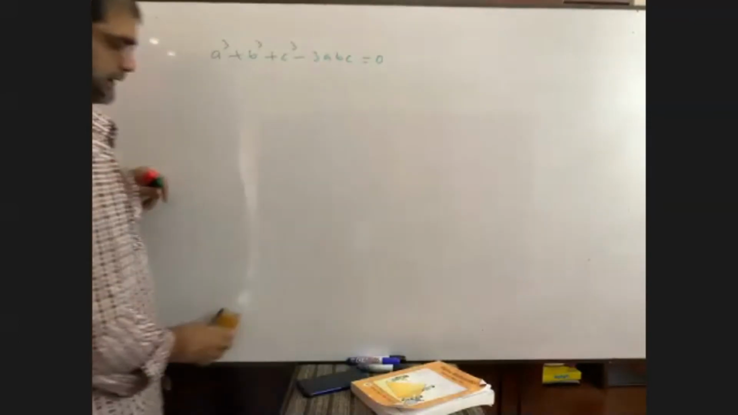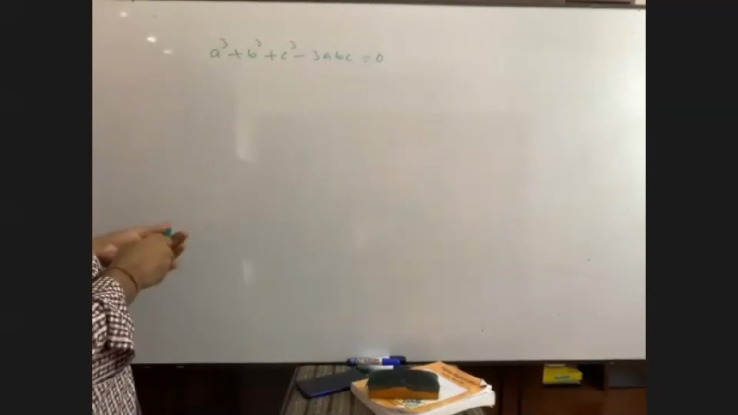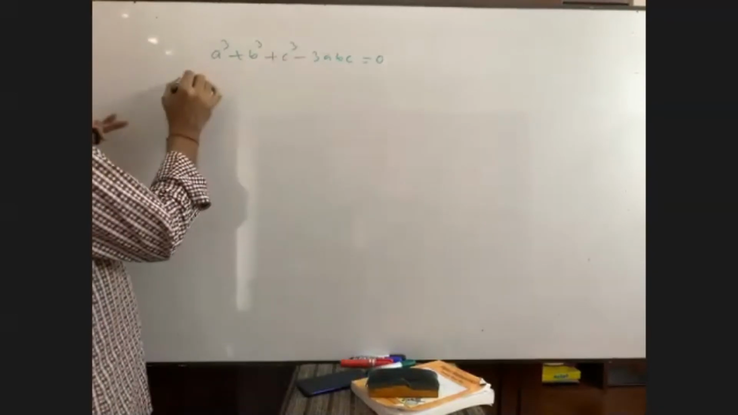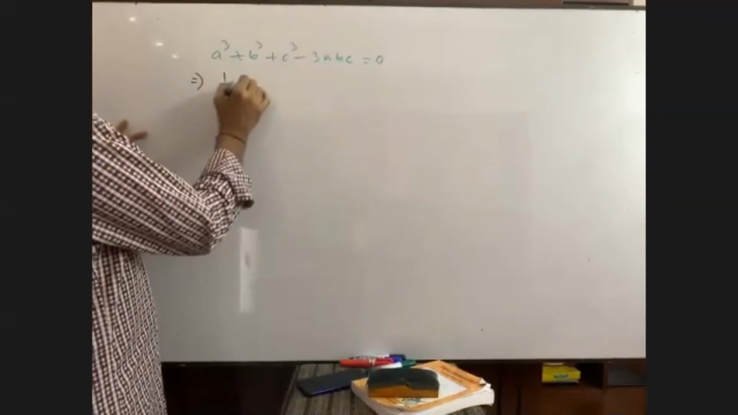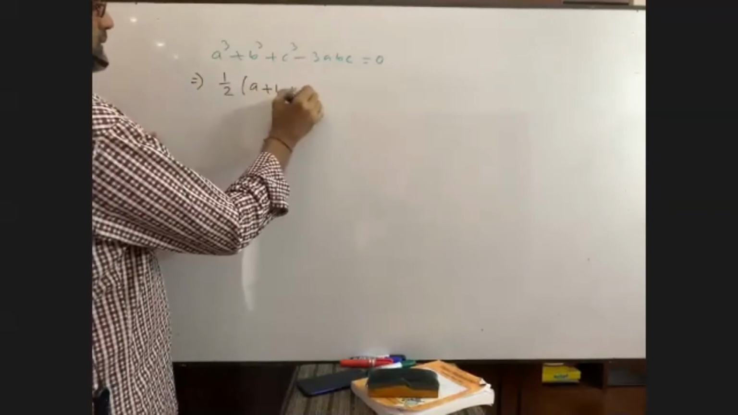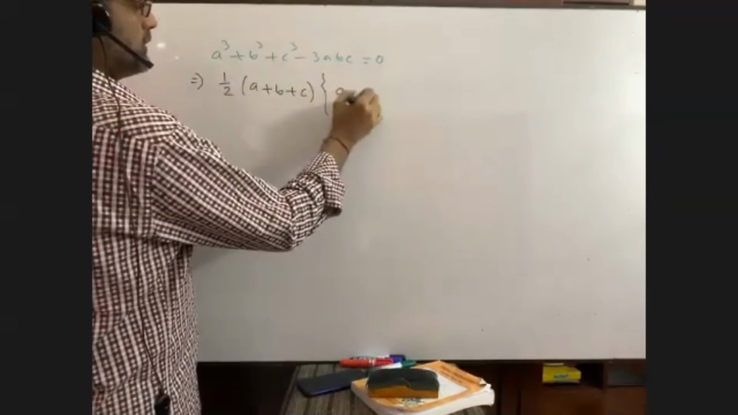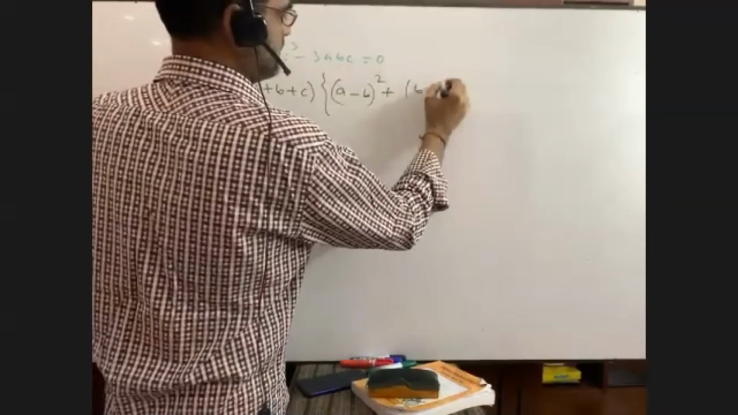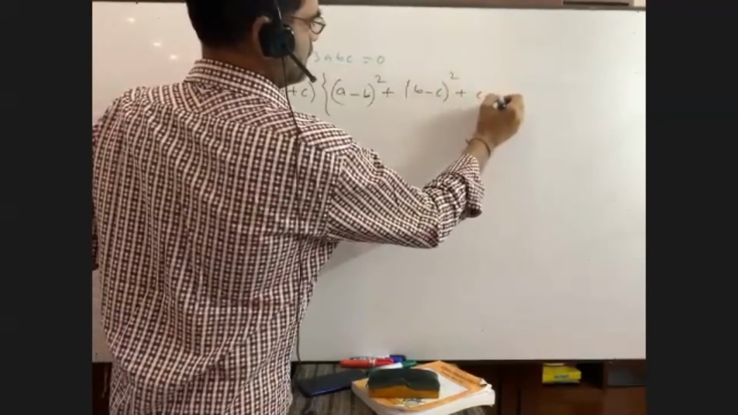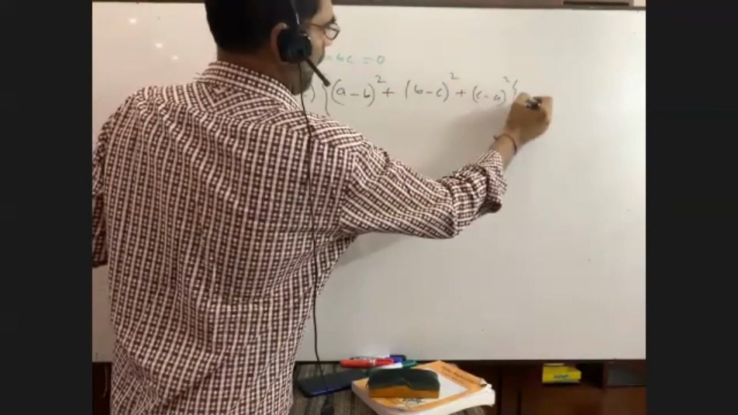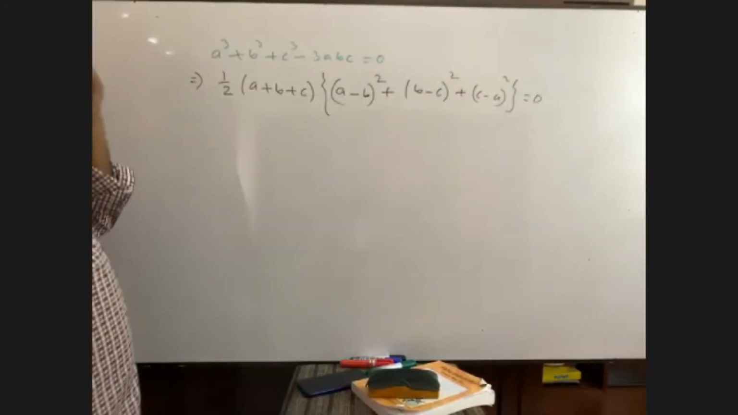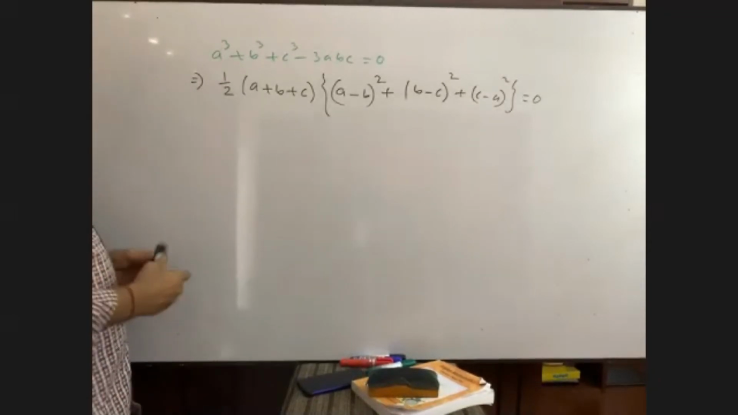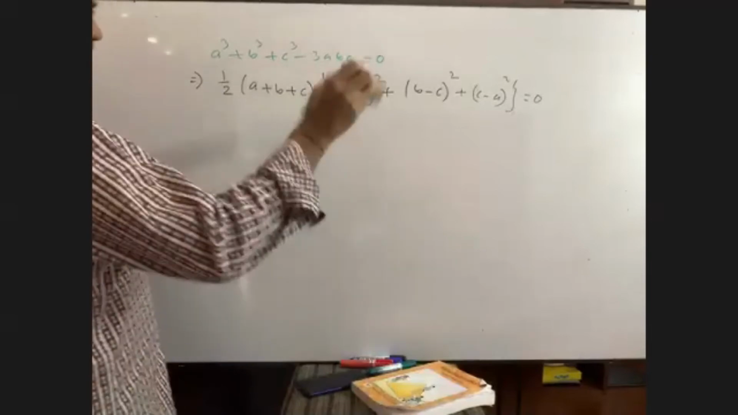Actually, what can be done here? You see, it can be written implies that half into a plus b plus c into a minus b whole square, then b minus c whole square, then c minus a. Can you write this? Yes, sir. It's the corollary, sir. Now, you have copied it.